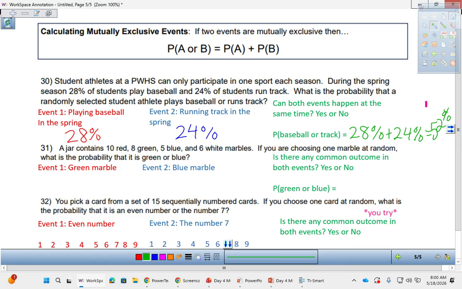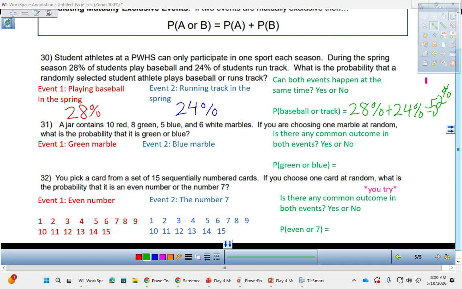Second one says, a jar contains 10 red, 8 green, 5 blue, and 6 white marbles. If you are choosing one marble at random, what is the probability that it's green or blue? Okay, so we've got these marbles in the bag. I'm going to close my eyes and pull one marble out, just one. Can it be green and blue at the same time? No, there's no marble that's mixed colors, right? So because I can't have both of those things happen on one pick, it's mutually exclusive. They can't happen at the same time.